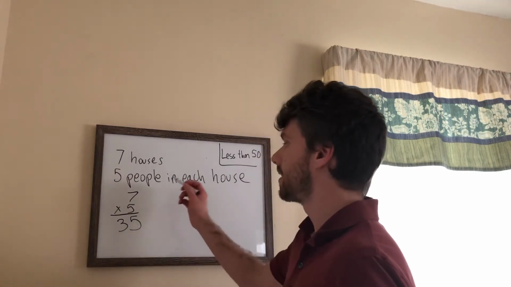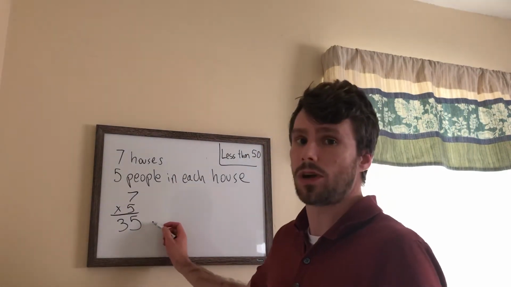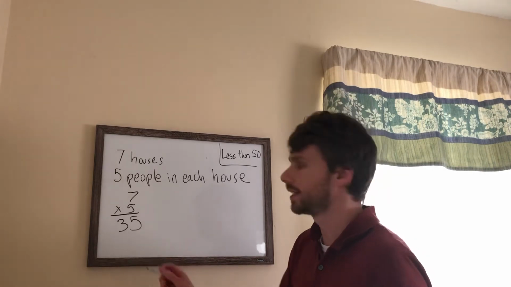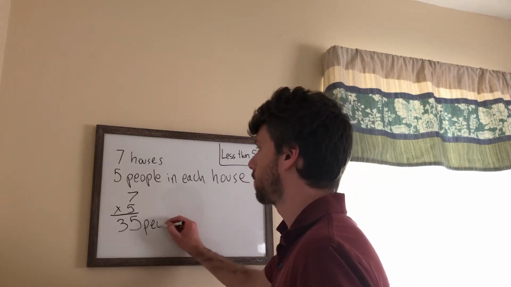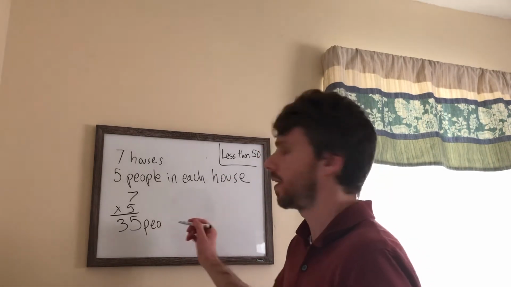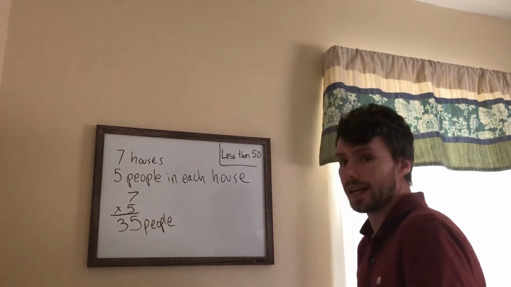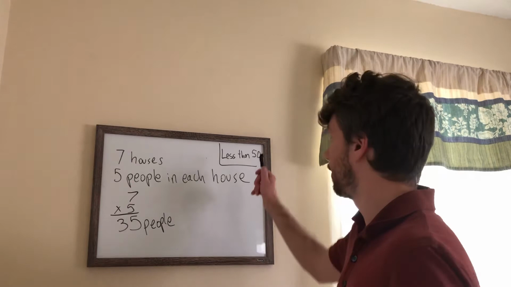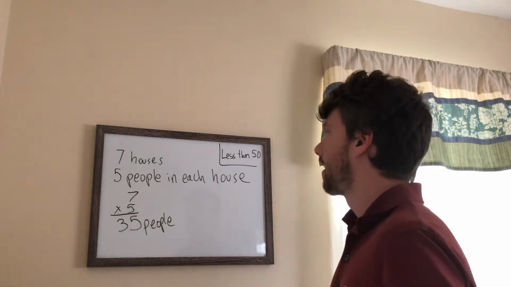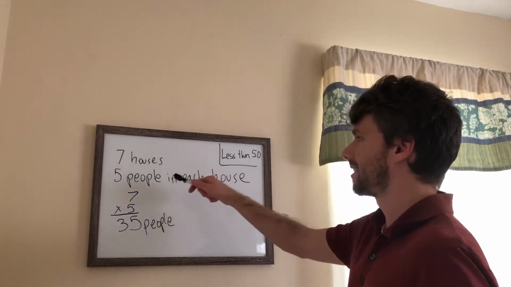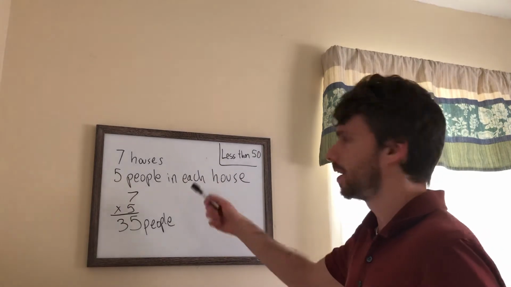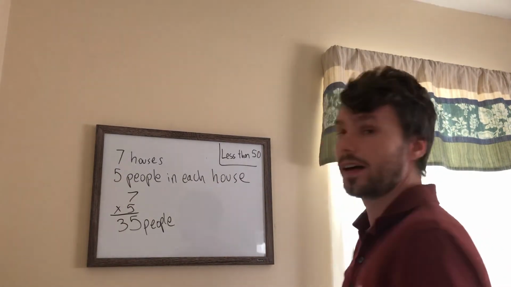How is this 35 houses? Is it 35 people? We have to get that right. It is 35 people because we have 7 houses and 5 people per house. So we have 35 people is our answer. Is that less than 50? Yes, it is. It's not the easiest to do an estimation on this one, but it does match.